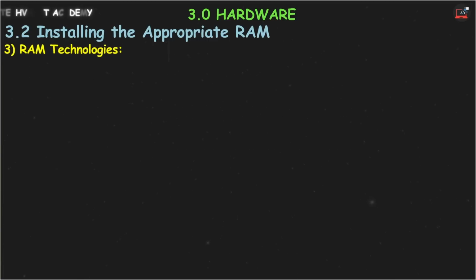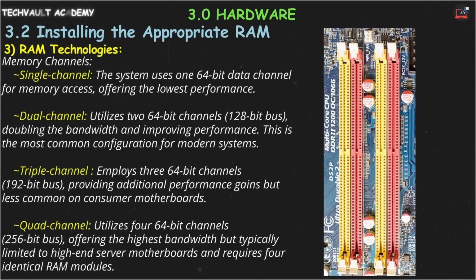3. RAM technologies. Memory channels. Single channel: the system uses one 64-bit data channel for memory access, offering the lowest performance. Dual channel utilizes two 64-bit channels, a 128-bit bus, doubling the bandwidth and improving performance. This is the most common configuration for modern systems.